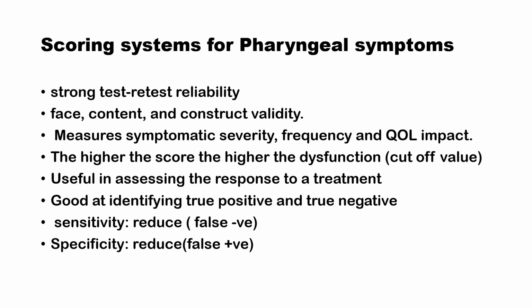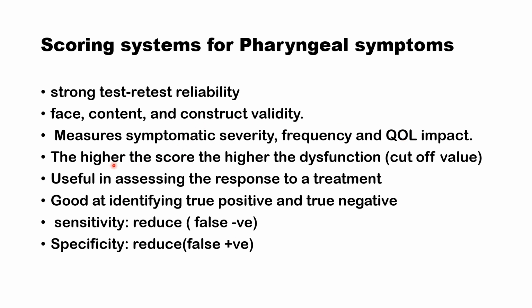Scoring systems can be very useful in assessing the baseline severity of a condition and assessing and monitoring the progress of the condition and the response to therapy. For scoring systems to be useful, they should have a strong test-retest reliability. They should also have a high validity, including face, content, and construct validity. They should measure symptomatic severity or the frequency or the quality of life impact on the patient, or a combination.